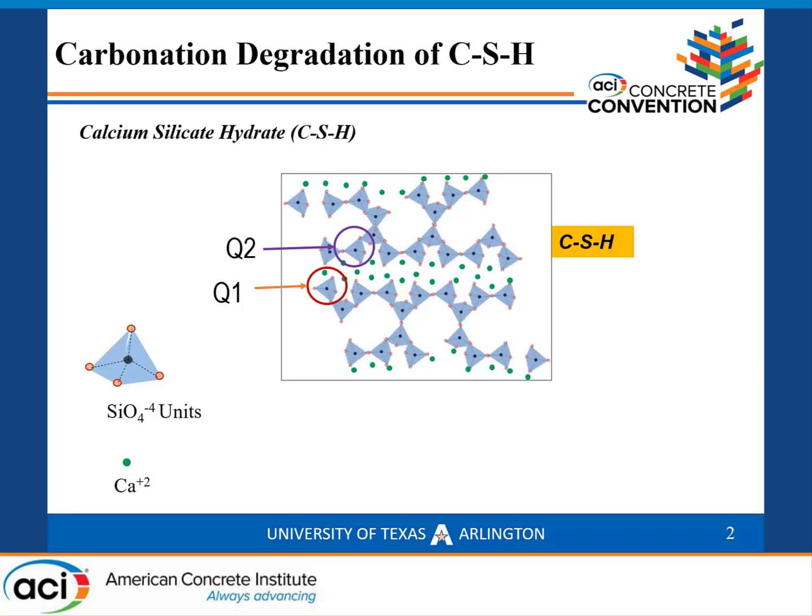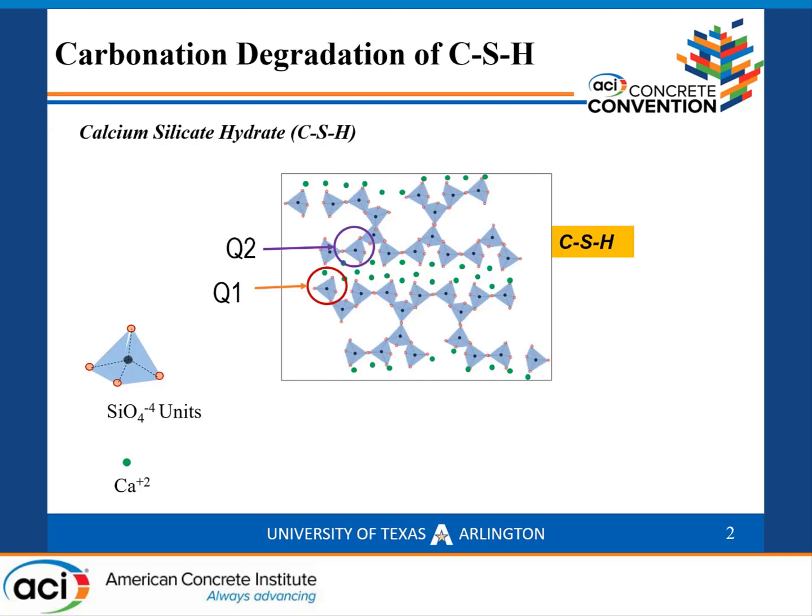So what I have here is a schematic presenting a very simplified molecular structure of CSH. Essentially, we have the silicate tetrahedral units. It forms a layer, a chain-like structure. So this silica structure forms a layer type of structure, and in between the layers, we have calcium ions.